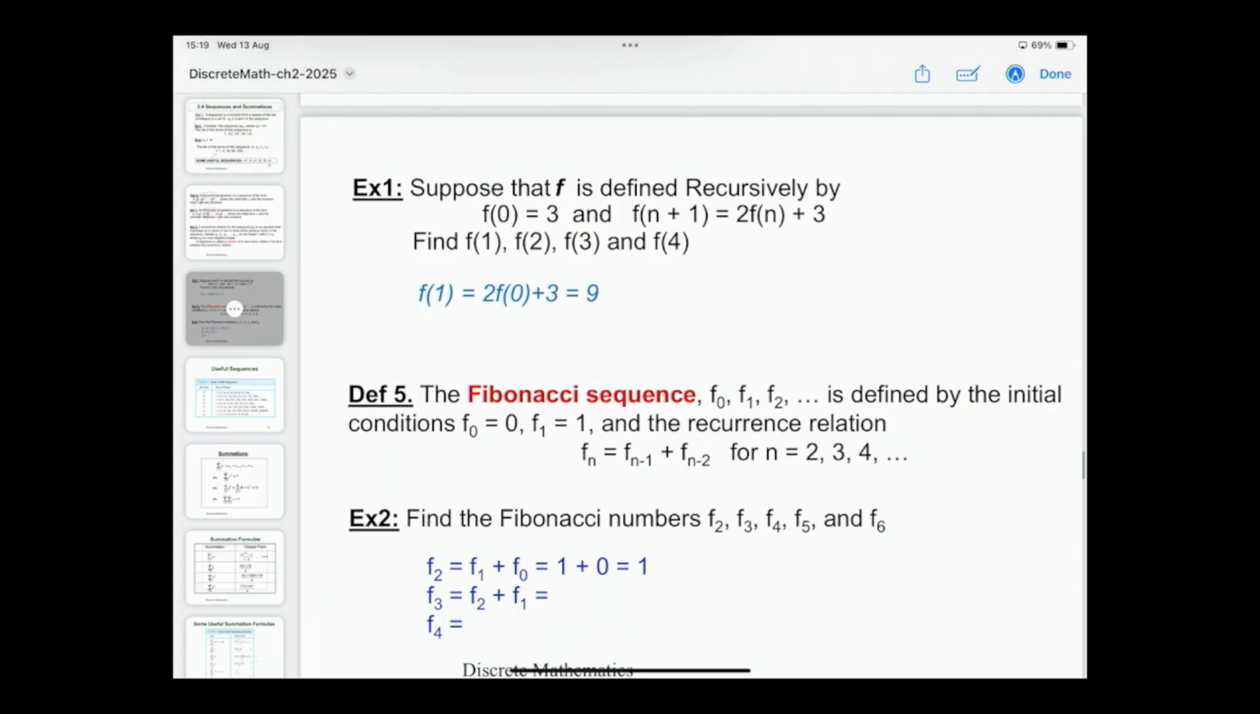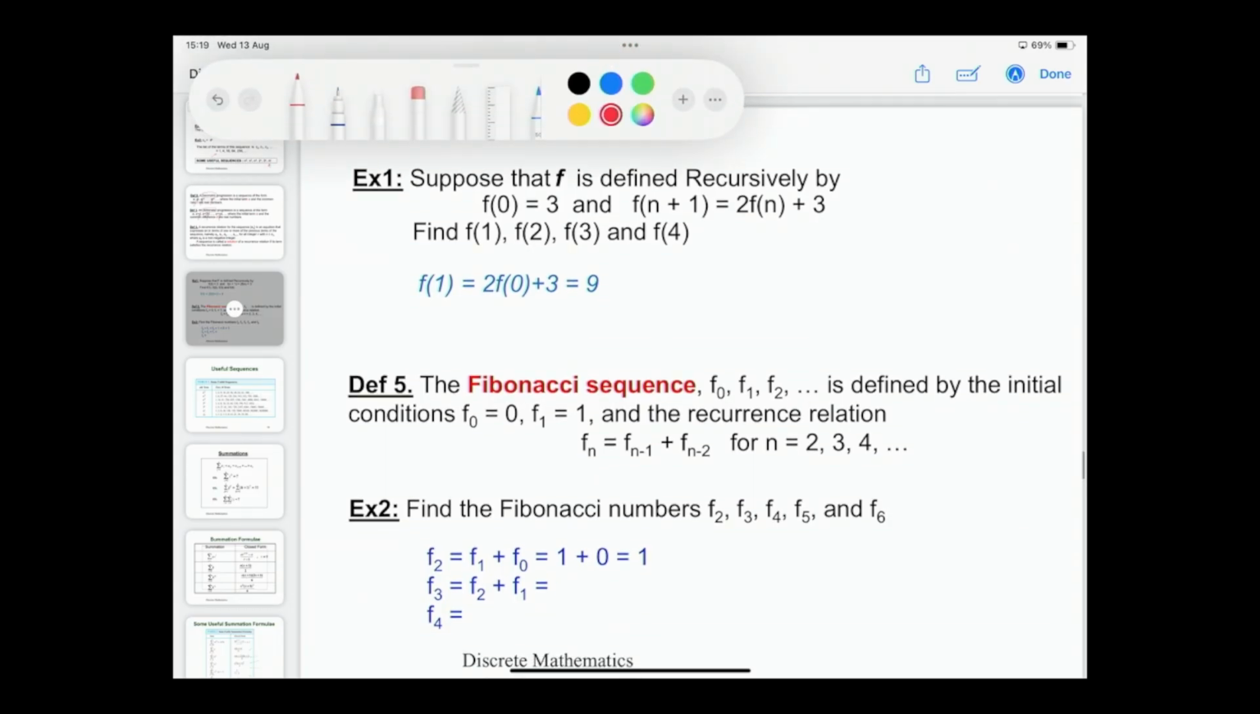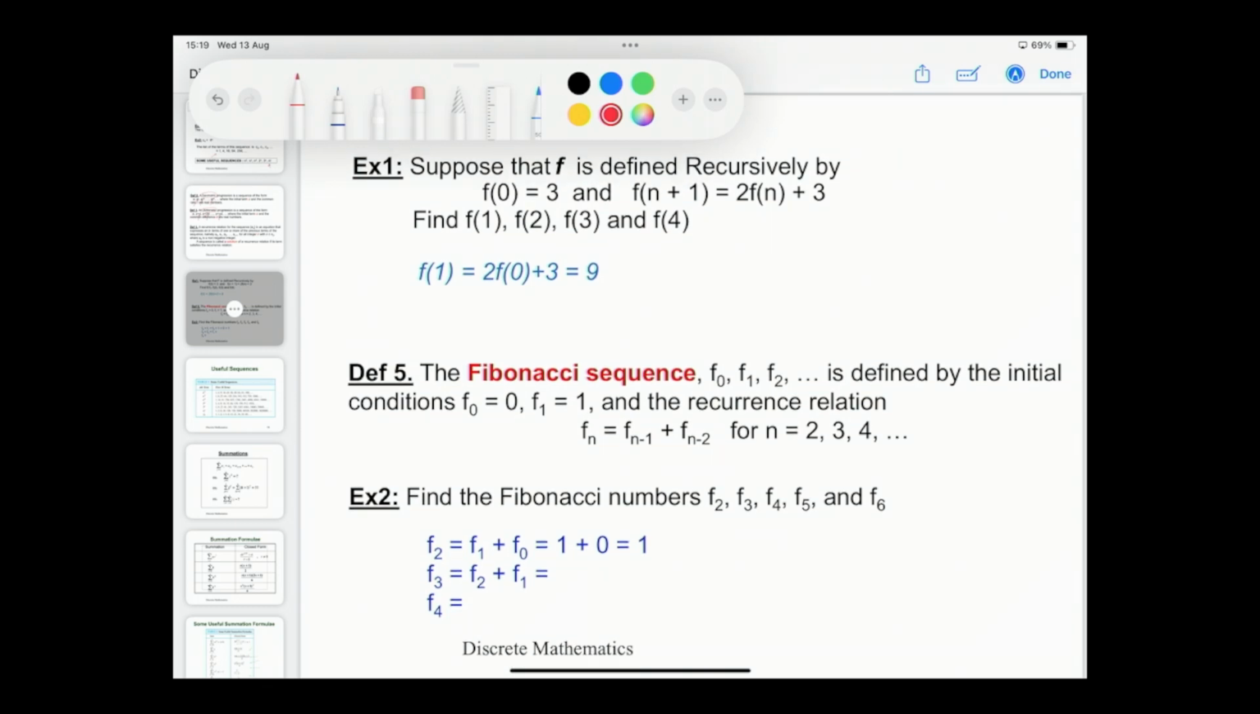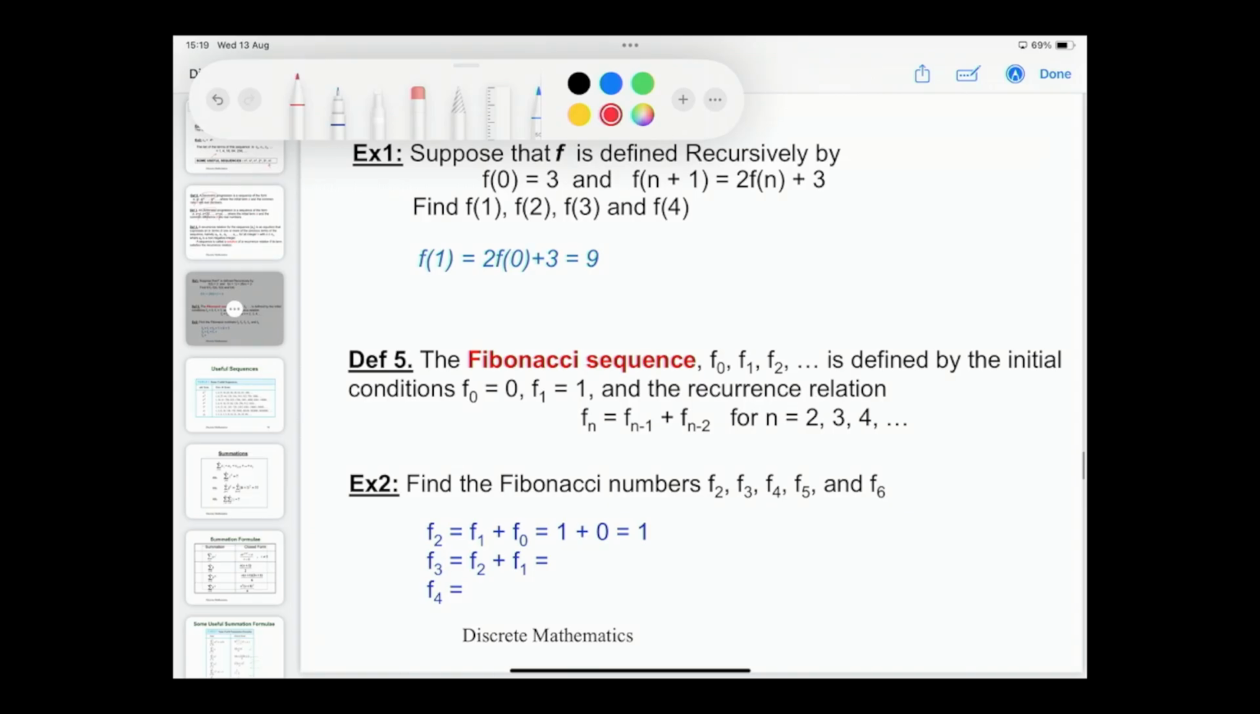A well-known sequence is the Fibonacci sequence. Anyone is familiar with this one? Let me see your hands. Fibonacci sequence. Okay, that's good. Which is this one, right?